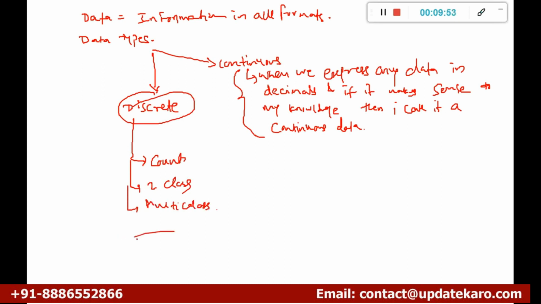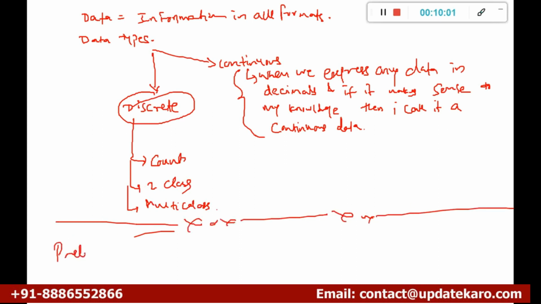And then we have seen that for all this data there are some preliminaries. Which are they? Nominal, ordinal, interval and ratio.